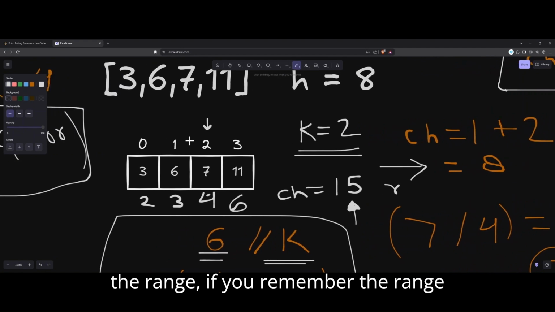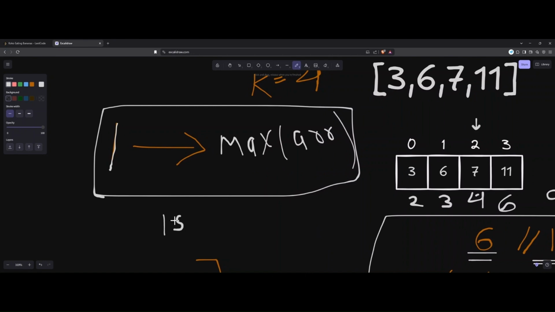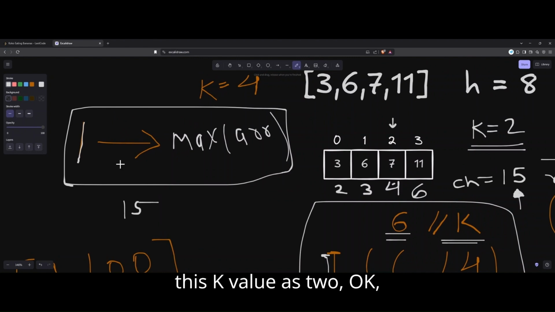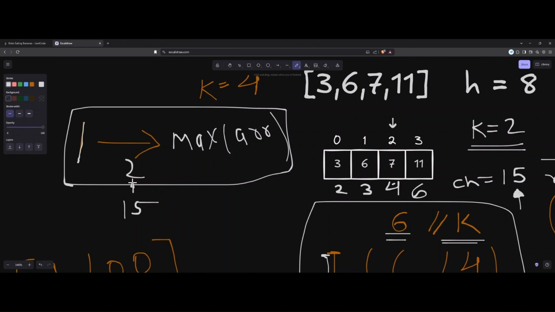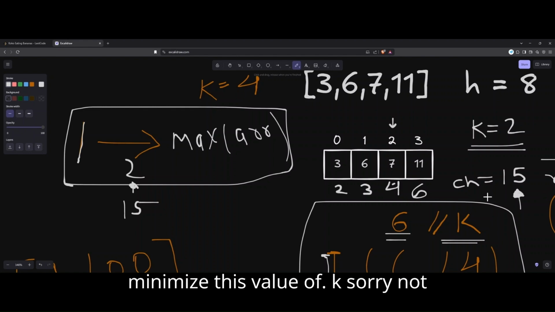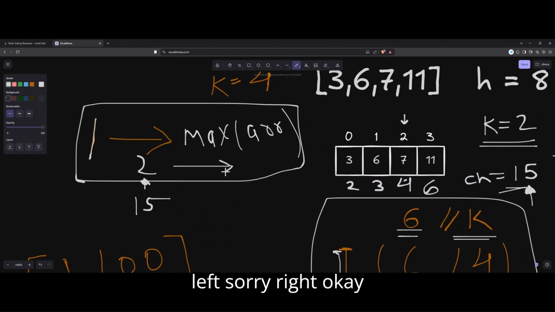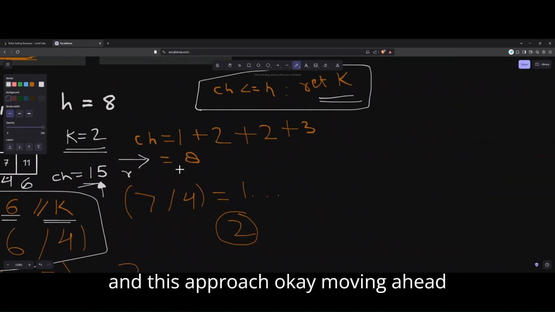Because the range, if you remember, starts from 1 to the maximum of the array. So our 15 value is very big if we are taking this K value as 2. It means that we are satisfying the current H, but we have to minimize the value of K. Sorry, not CH, but K. To minimize it, we have to move left. Sorry, right. We have to move right. I hope you are understanding this question and this approach. Moving ahead.